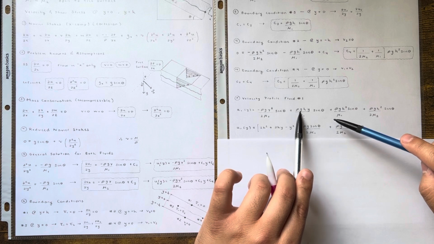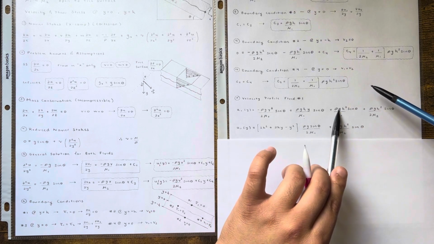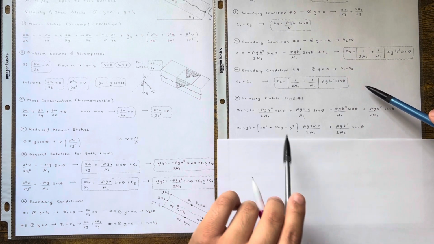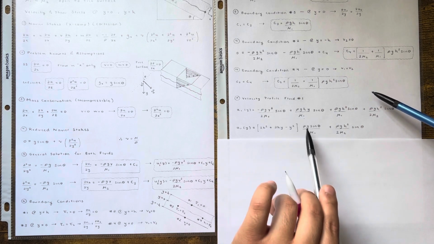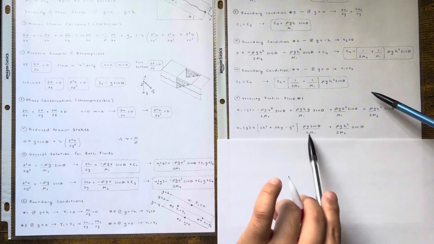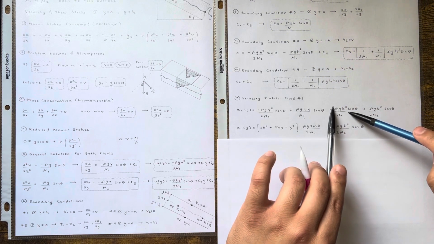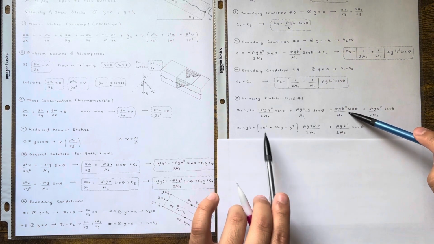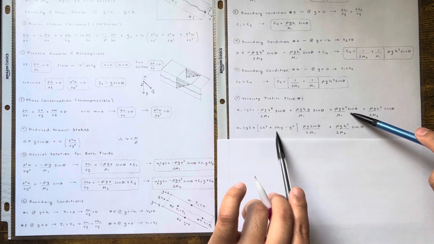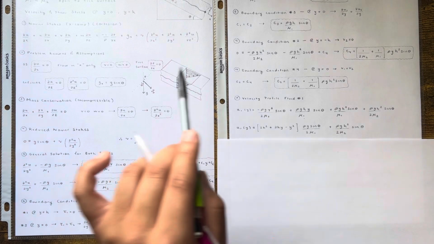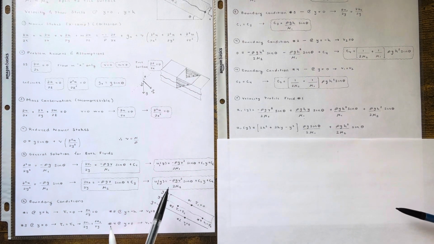So that's 2 rho g h y, 2 rho g h squared. In this case, I had factored out rho g sine theta common to all of them, and then I factored out 2 mu 1. And then I end up with 2h squared, which is that one, plus 2hy, which is that one, then minus y squared, which is that one. So I found u1, okay?